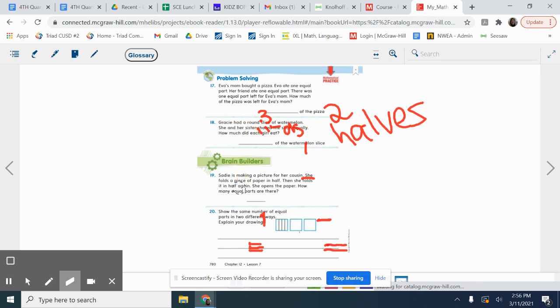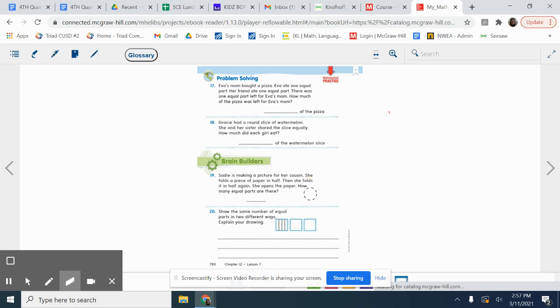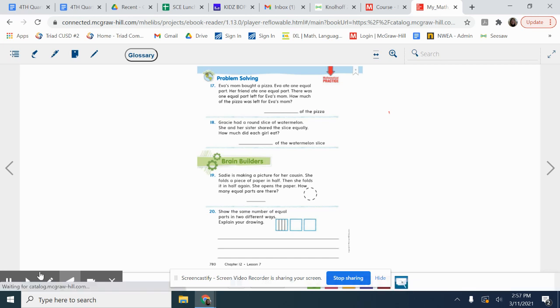I'm erasing my work, and we're going to get started with number 17. So number 17 says, Eva's mom bought a pizza. Eva ate 1 equal part. Her friend ate 1 equal part. There was 1 equal part left for Eva's mom. How much of the pizza was left for Eva's mom?